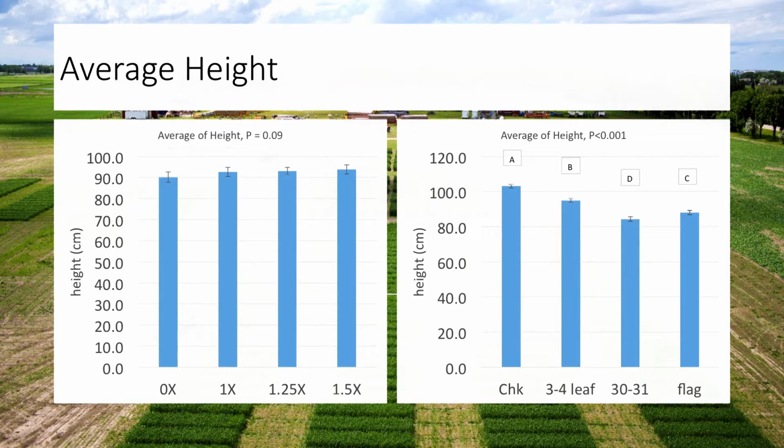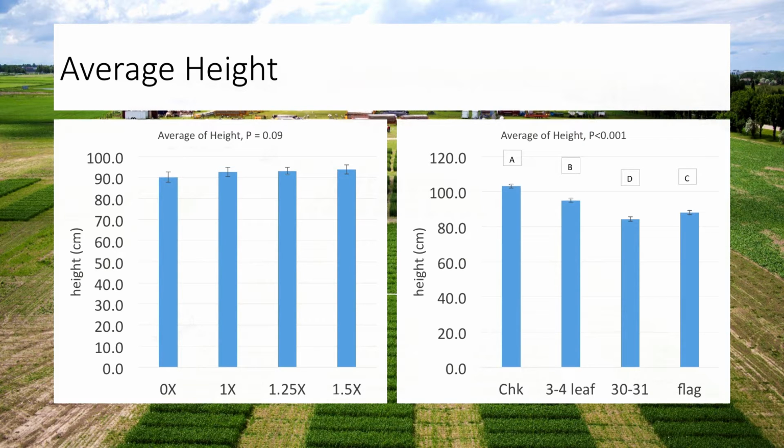So when we look at the heights, fertility had a slight increase as we moved up in fertility, but really we saw that at the 30 to 31 timing, our average height was about 82, 83 centimeters, while the check stayed up above about 100 centimeters. So we saw almost a 7-8 inch decrease in height, and that's averaged across all the different fertility.